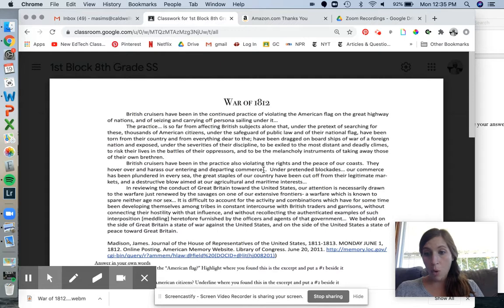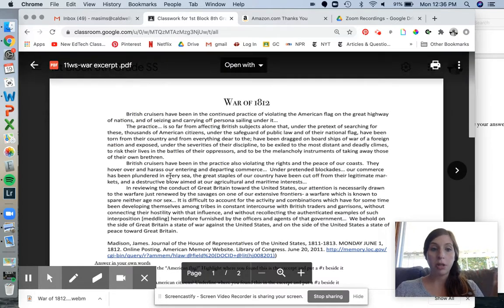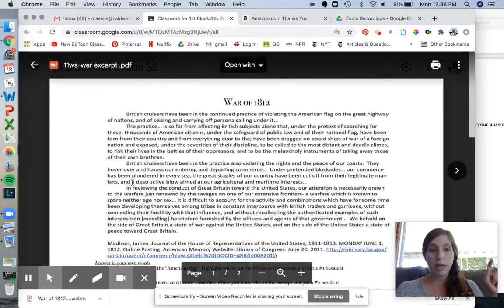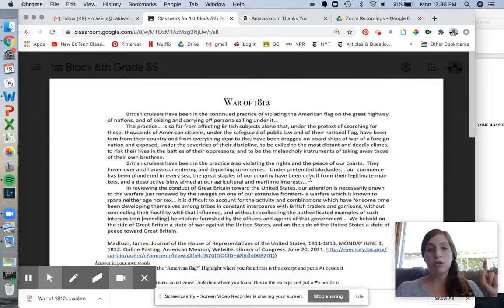And remember, we're not at war yet. We haven't gone to war. It's peacetime. They should not be affecting our ships that are trying to buy and sell goods. Under pretended blockades, our commerce has been plundered in every sea, and the great staples of our country have been cut off from the legitimate markets, and a destructive blow aimed at agriculture and maritime interests. So basically he's saying our farmed goods, our maritime goods, any kind of goods that are a part of our economy have been affected by this. And again, remember, we're not at war, so they don't have a right to do this.